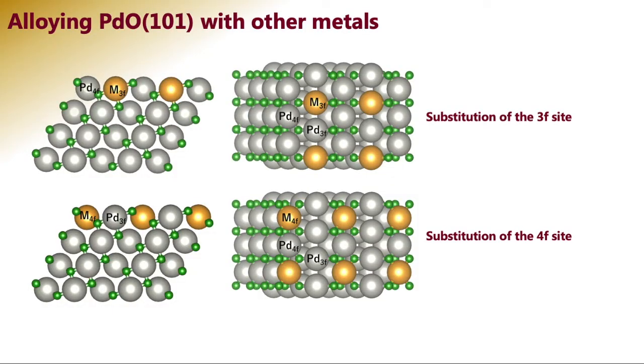To model the alloyed surface, one surface palladium atom from either the 3-fold or 4-fold site was replaced with a metal impurity M, providing an M to palladium surface ratio of 1:3, as shown in this figure.